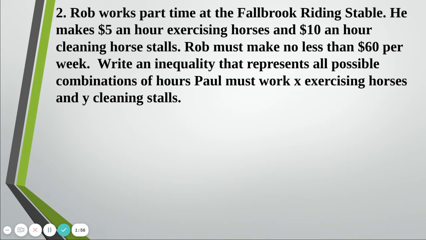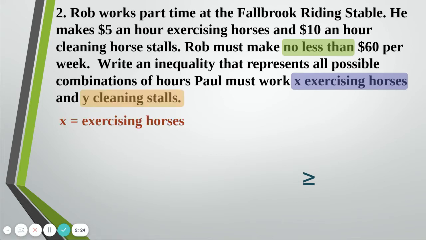Example 2. Rob works part-time at the Fallbrook riding stable. He makes $5 an hour exercising horses and $10 an hour cleaning horse stalls. Rob must make no less than $60 per week. So no less than tells me which symbol I can use, which is going to be the greater than or equal to. Write an inequality that represents all possible combinations of hours Rob must work for X exercising horses and Y cleaning stalls.